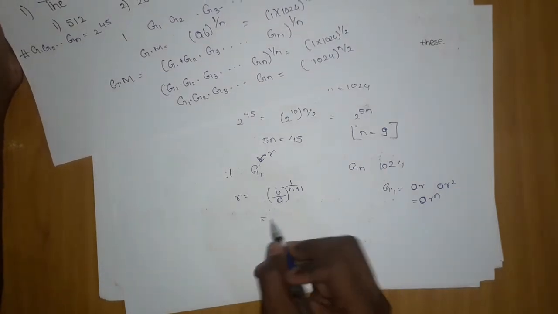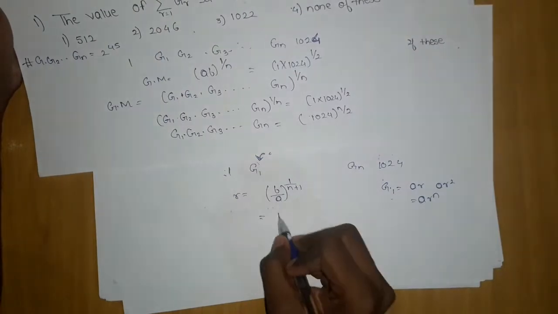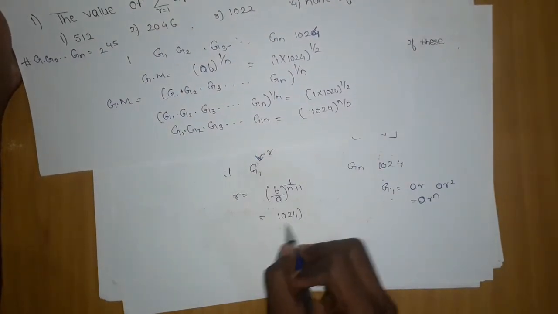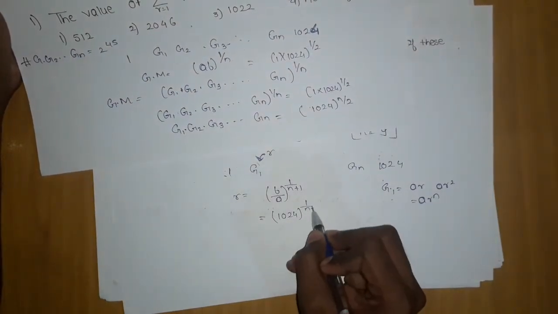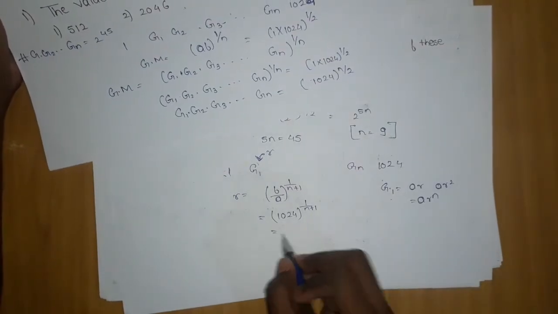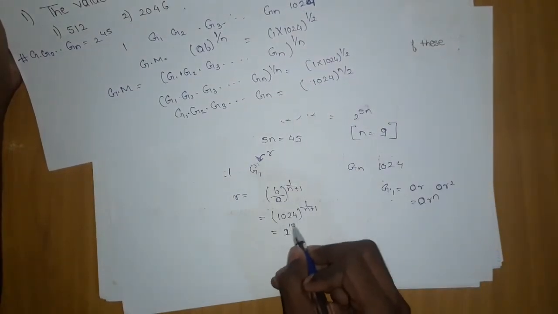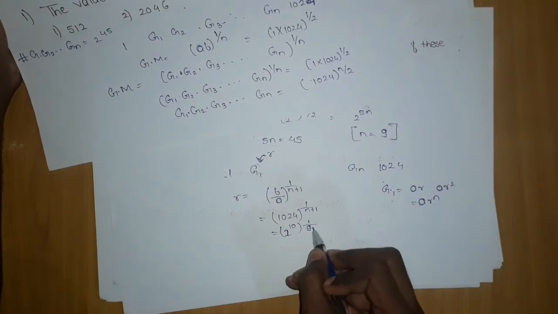So what is b? b is 1024. What is a? It is 1 upon n plus 1. What is n? n is nothing but 9. So this is 2 power 10, we know this, and this is 9 plus 1.